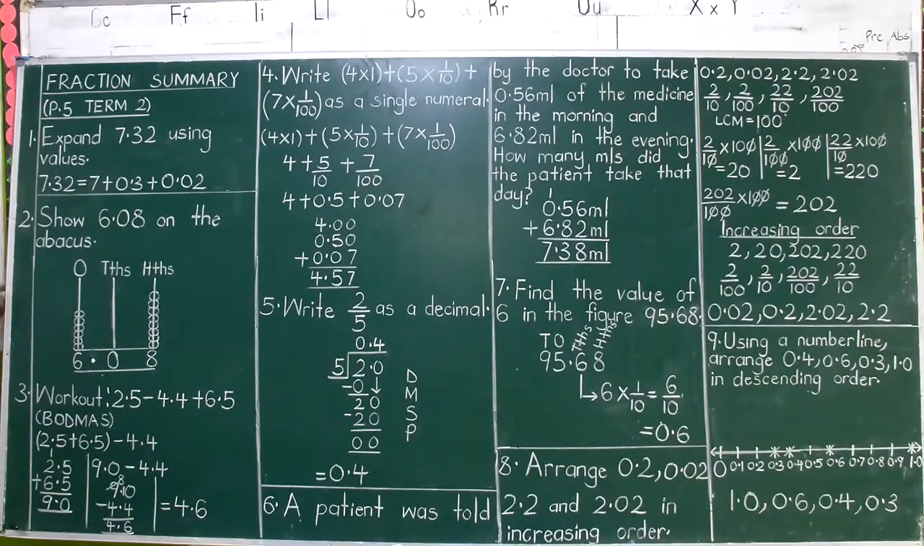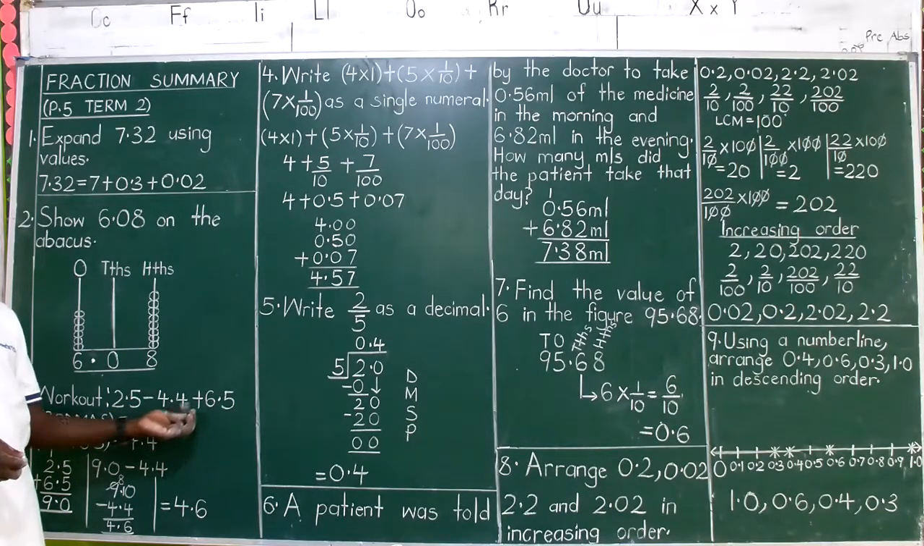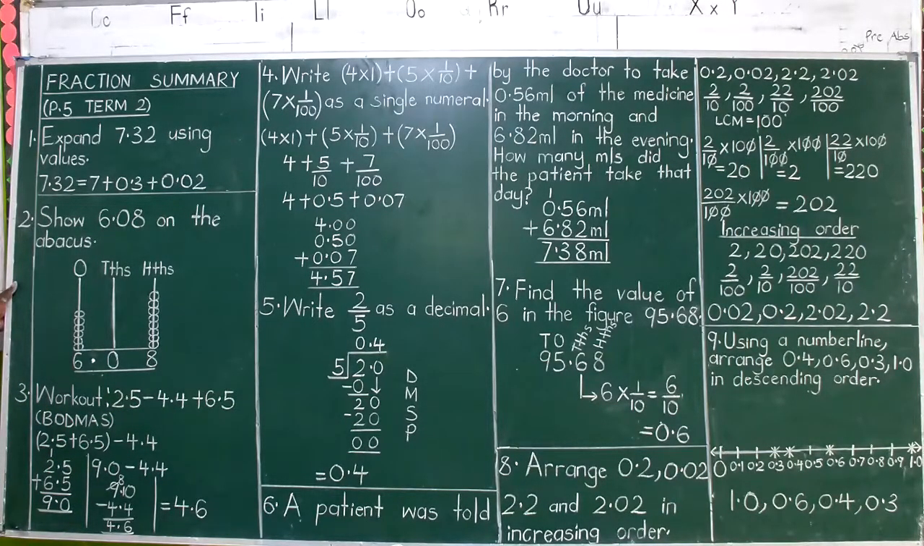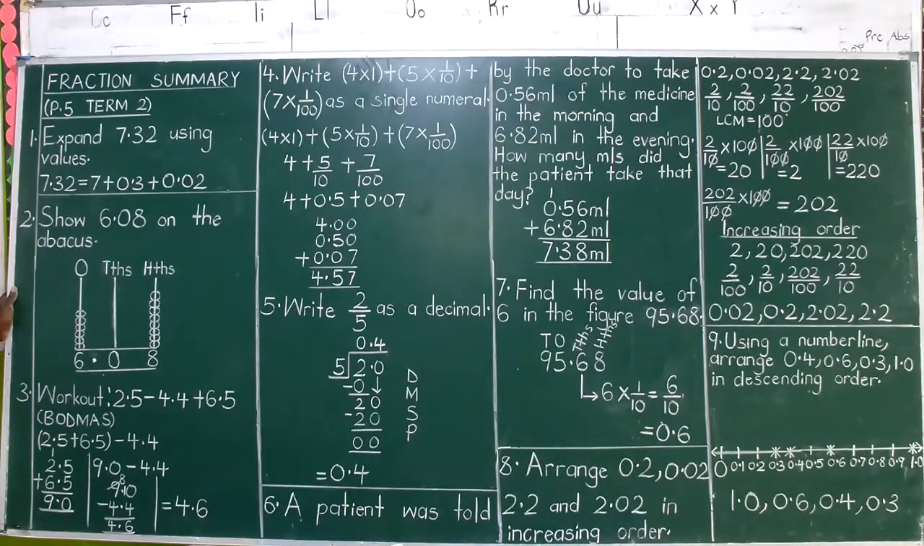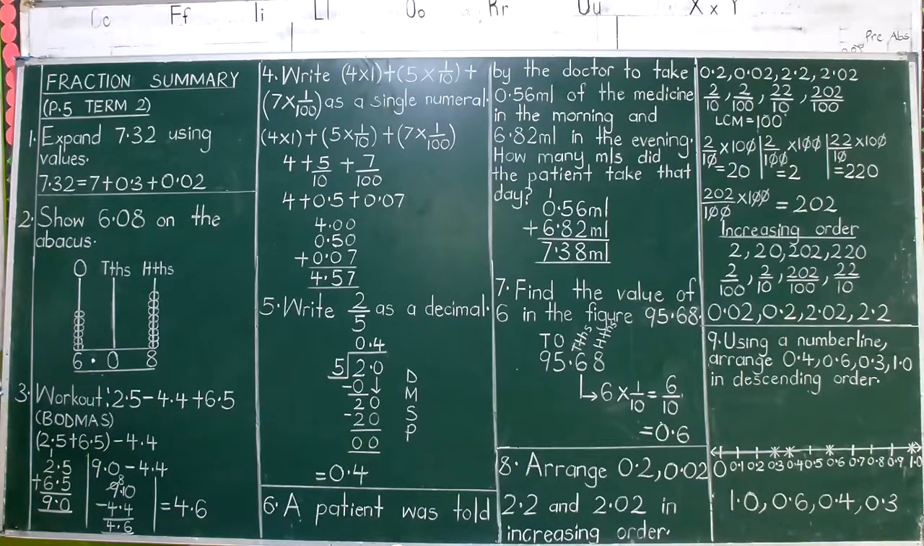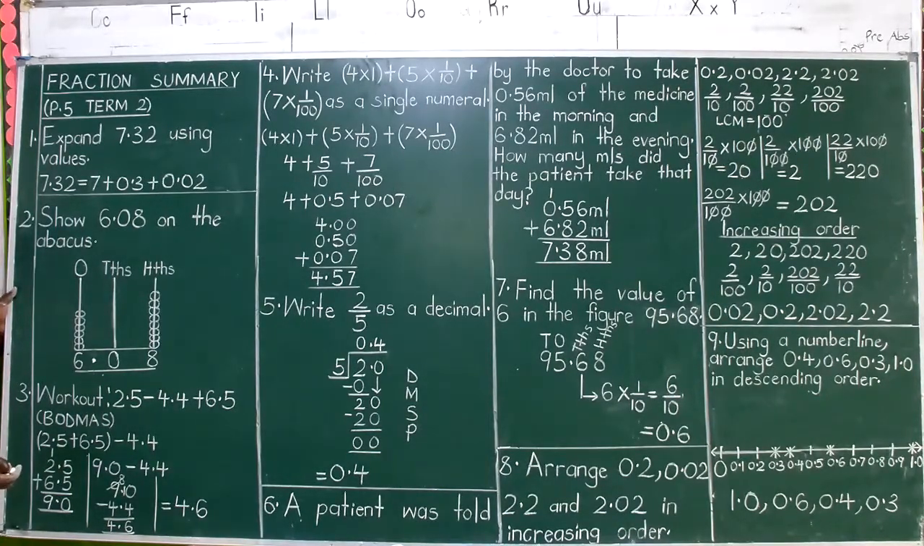As we look at the third example today, it says work out 2.5 minus 4.4 plus 6.5. Fraction summary it is. We've got a minus and a plus sign of addition here. So we've got two operations, subtraction and addition, in one number. In that way, we are confused on what to start with. That confusion is wiped away when you think about BODMAS. Bring BODMAS to help you know what to start with of the two, subtraction and addition.